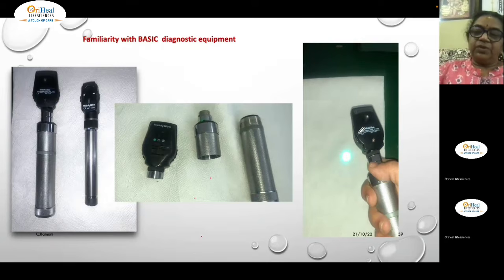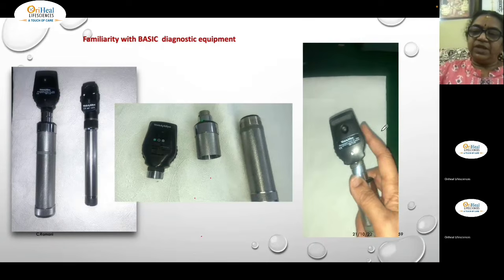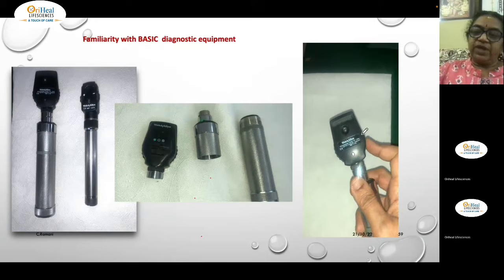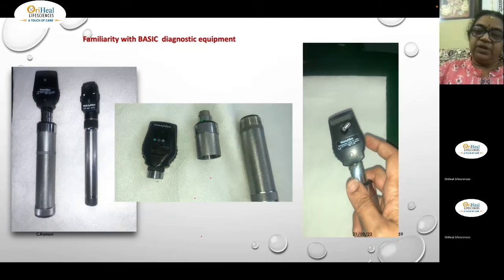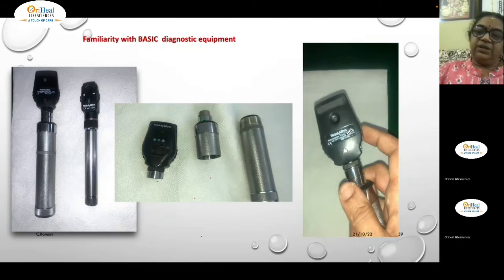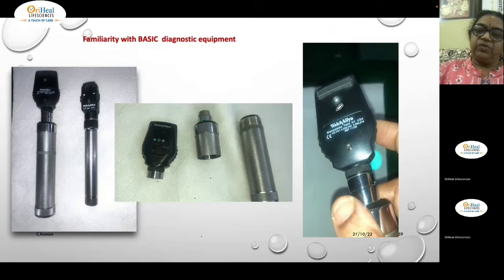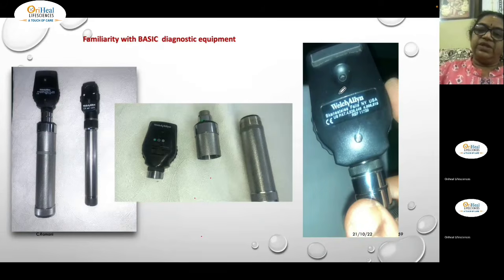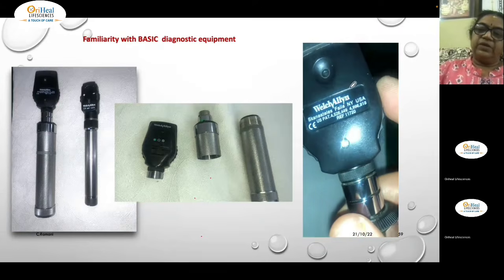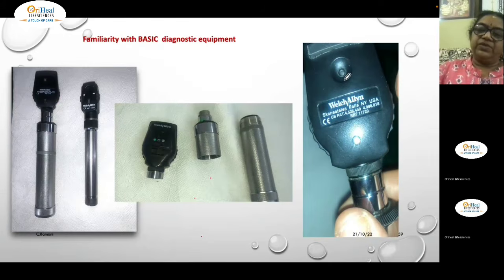And in the direct ophthalmoscope, here you have a wheel on the side. So with the help of that, you will be able to alter the diopter of the lens which you are going to use for viewing the various structures inside the eye. So you have red as well as blue. The red filters are mainly negative lenses, and the blue or the black are the positive lenses.